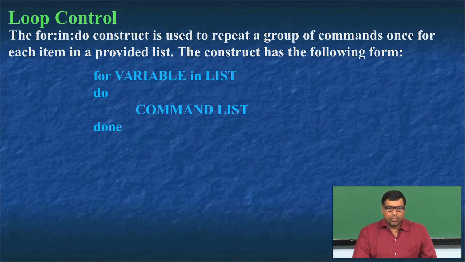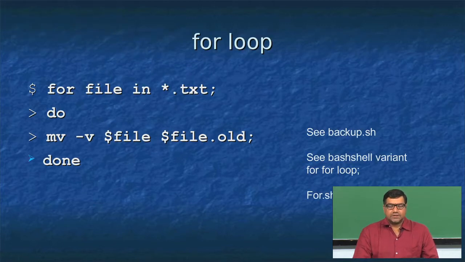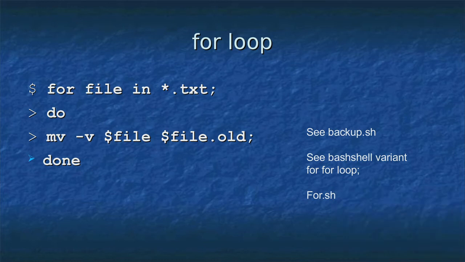Okay. So, now what we will do is we will try to take an example and then see how this construct is generated. So, here is an example that we have. So, we have for, we know that is the keyword, and then file is a variable, and then in, okay, and if you remember star dot text means any file that ends with txt as the last three characters, and then what we do is we move the file with the minus v option.